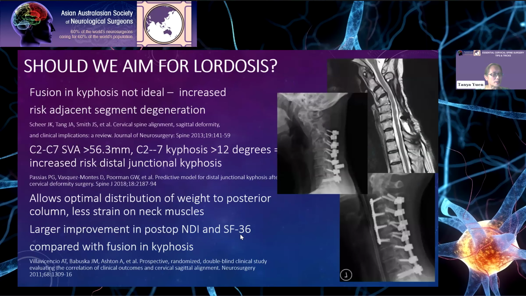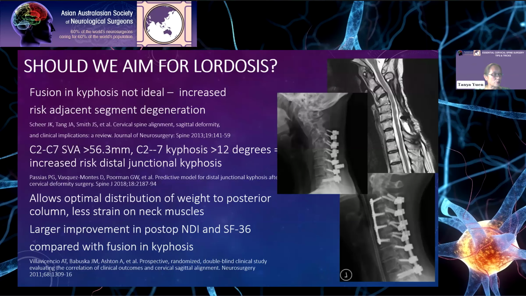The relationship between sagittal cervical spine alignment and symptoms in patients prior to undergoing surgery remains imprecise. Therefore, the evidence of its influence on postoperative clinical outcomes is mixed in the literature. It is generally accepted, however, that fusion in kyphosis is not ideal and should be avoided, as it's thought to lead to increased rates of adjacent segment degeneration. Again, it's this load of the head pulling things down on the neck.